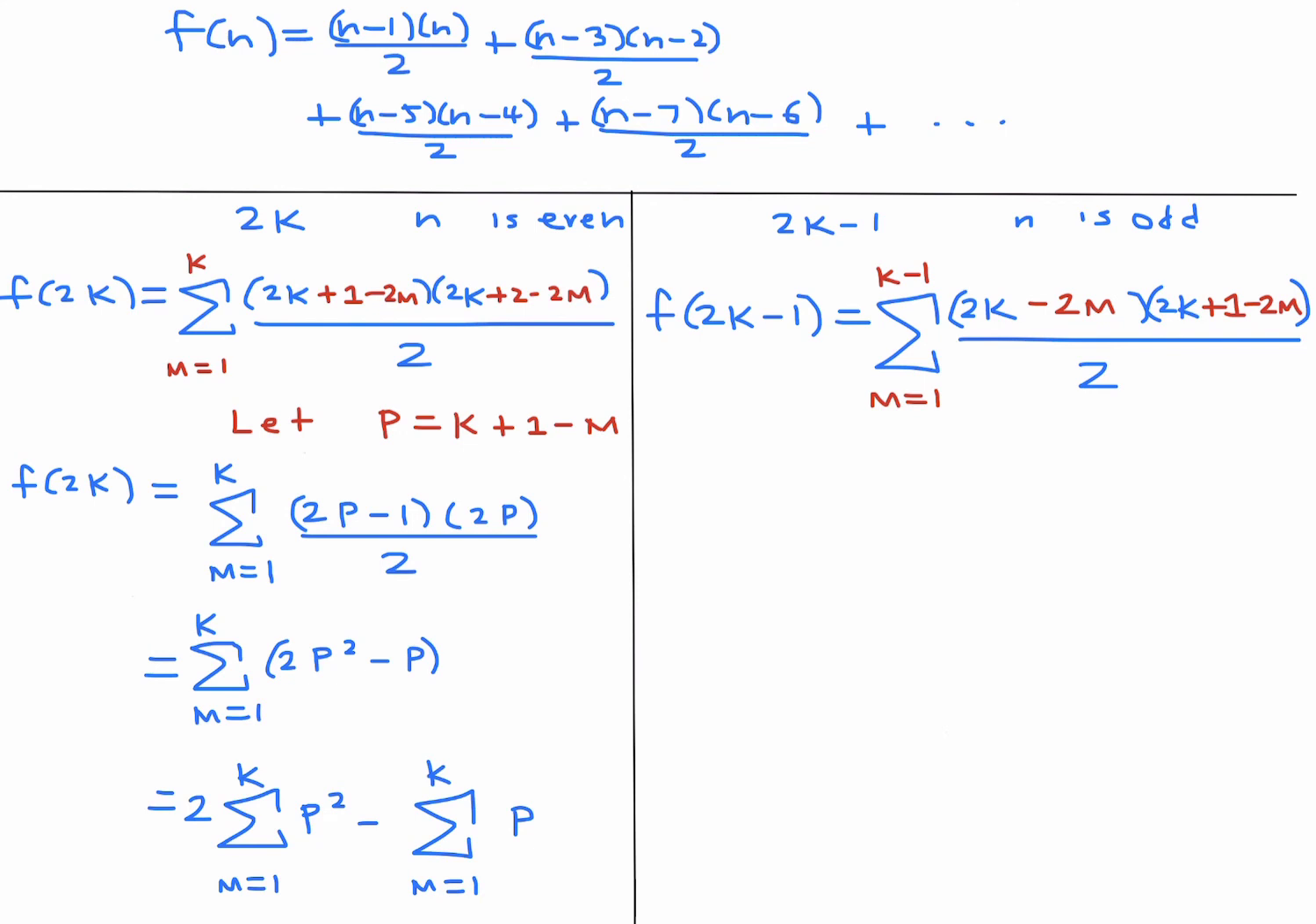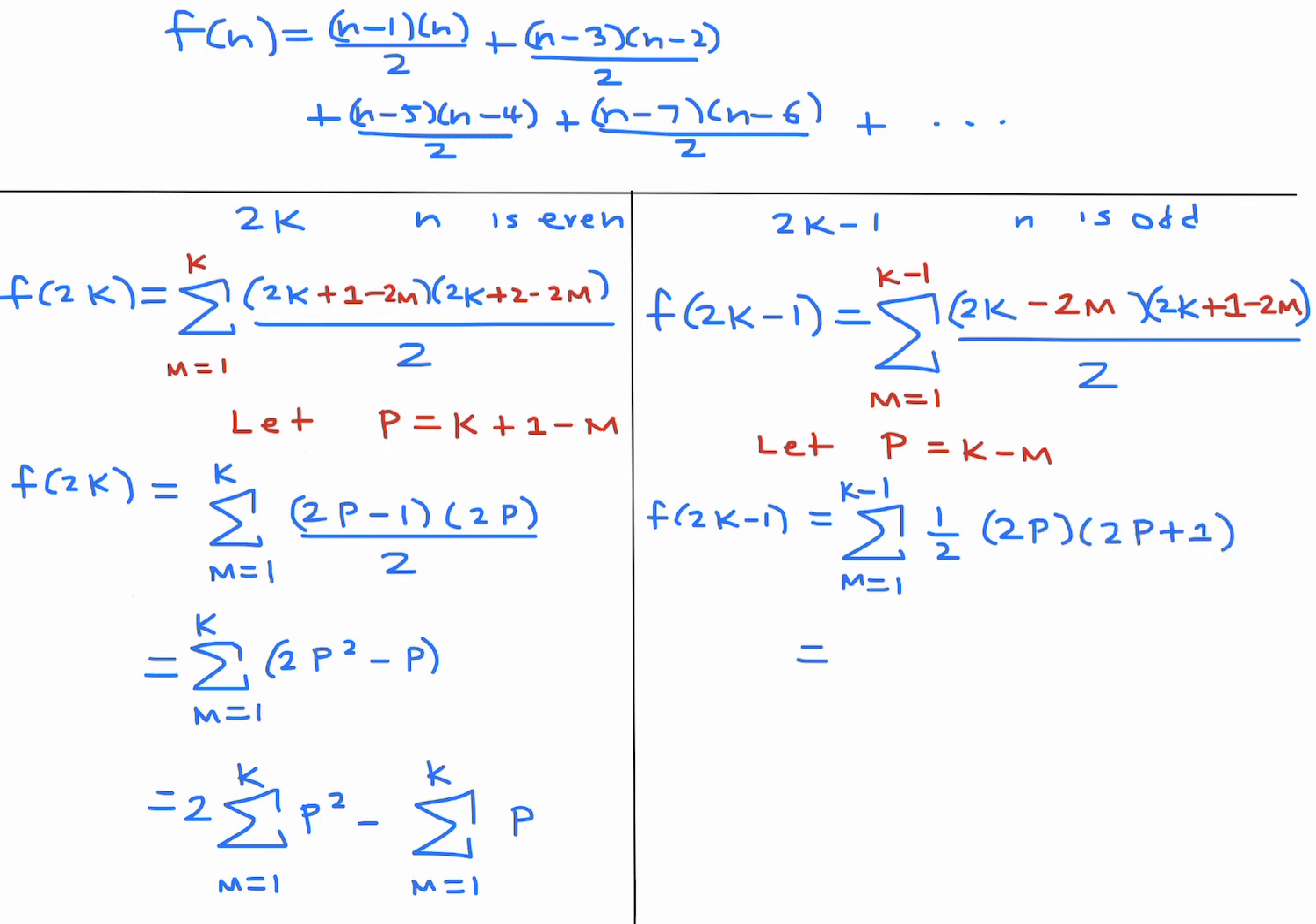All right, we proceed. So just like before, we have to make a substitution to allow us to figure this out a little bit cleaner. And that substitution is going to be let p equal k minus m. And then we can proceed. F at 2k minus 1 becomes the summation from m equals 1 to k minus 1. And this cleans up pretty quickly. It becomes 1/2 times 2p times 2p plus 1. And then we can just get rid of the 2's here and then multiply through by p. And if you do, you get 2p squared plus p.